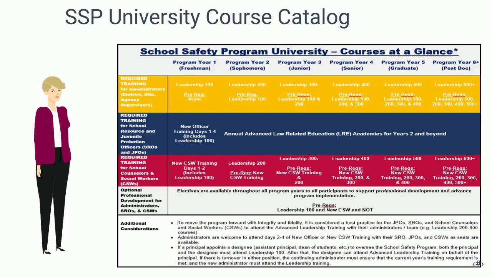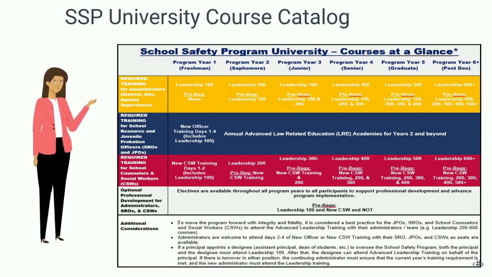Let's look at some examples. Example 1. If I'm a site administrator in my 3rd year and I have already taken Leadership 100 and Leadership 200, I look at the Site Administrator row and go over to the Year 3 column, and I see I should take Leadership 300. Example 2. If I'm an SRO in my 2nd year and I have already attended Leadership 100 and New Officer Training, I should take one of the Advanced Law-Related Education Academies. Last example. If I'm a social worker in my 1st year, I would take what?